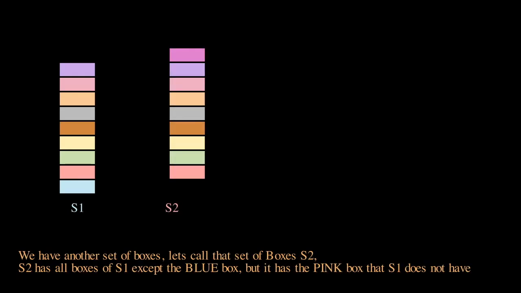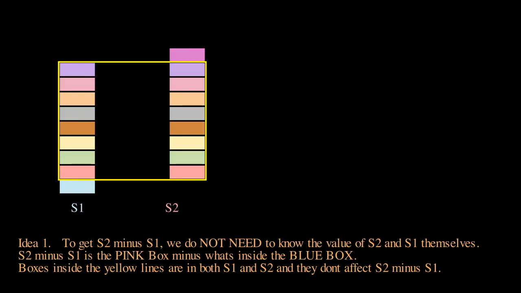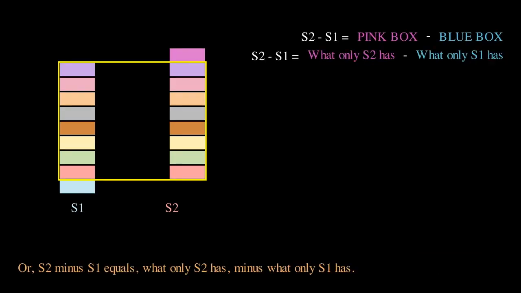We have another set of boxes. Let's call that set of boxes S2. S2 has all boxes of S1 except the blue box, but it has the pink box that S1 does not have. Idea 1. To get S2 minus S1, we do not need to know the value of S2 and S1 themselves. S2 minus S1 is the pink box minus what's inside the blue box. Boxes inside the yellow lines are in both S1 and S2 and they don't affect S2 minus S1. Or, S2 minus S1 equals what only S2 has minus what only S1 has.